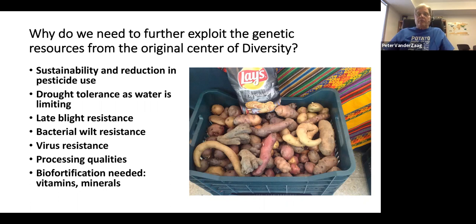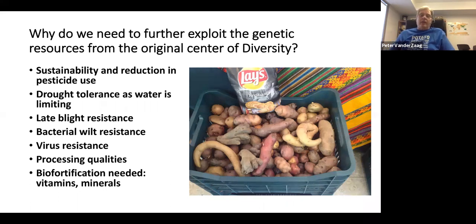And I think it's very important to understand that for drought tolerance, and generally in dry season potato production, water is a limiting factor. And if we can get better drought tolerance into our germplasm, into our varieties, we will again become more stewardly and more sustainable.